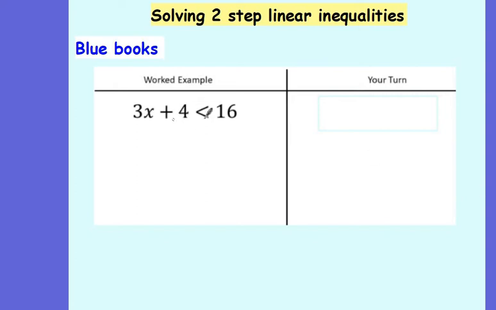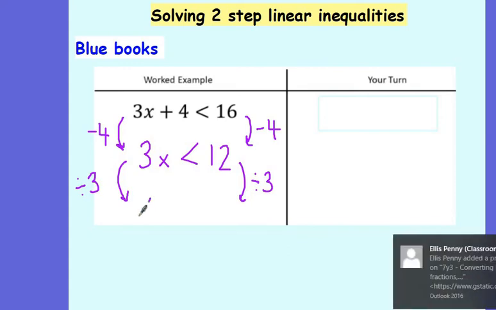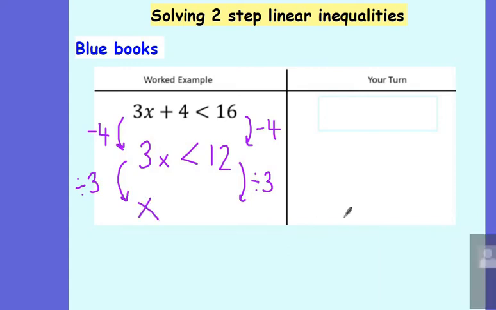So I've got 3x plus 4 is less than 16. Just like with an equation, the first thing I would do is subtract 4 from both sides. The only difference for an inequality in comparison to an equation is we're going to get a range of values. So I've now got 3x is less than 16 take away 4, 12. I'm then going to divide both sides by 3, which gives me x is less than 4.